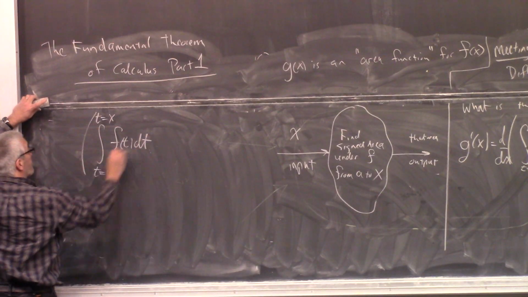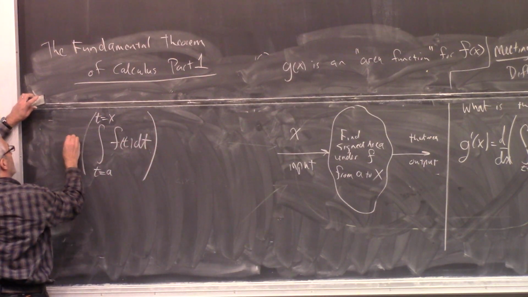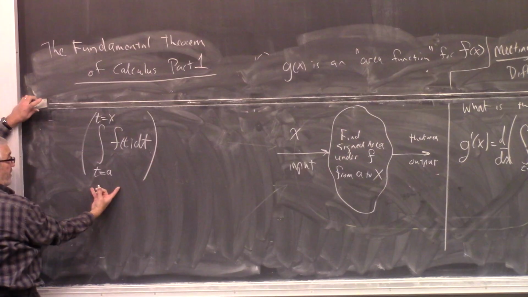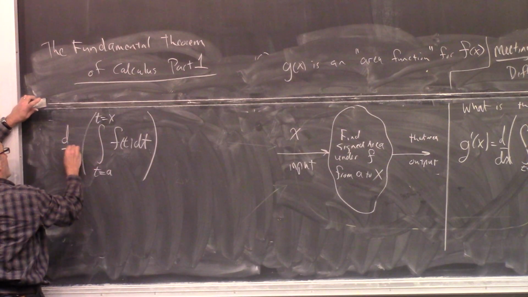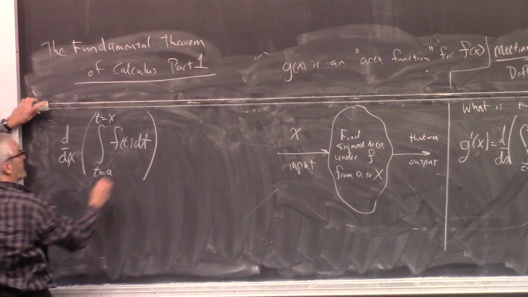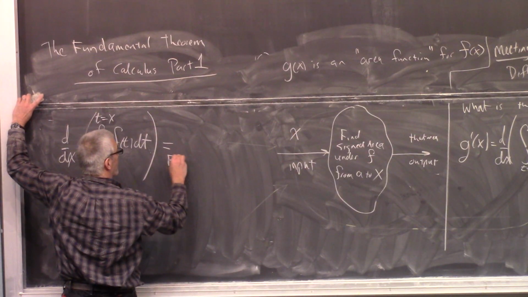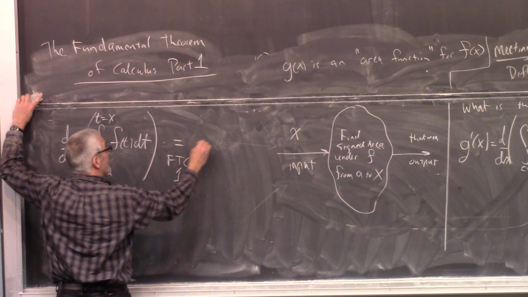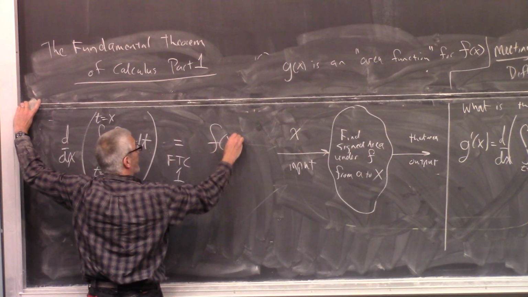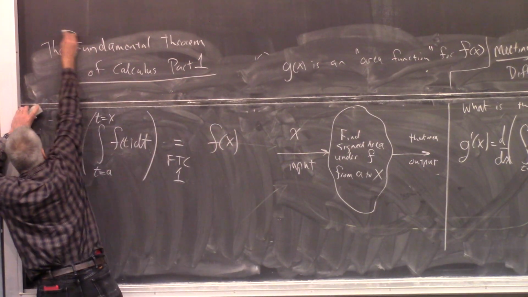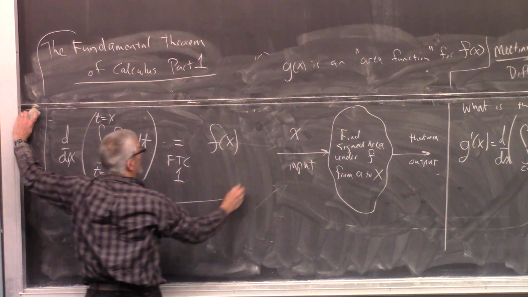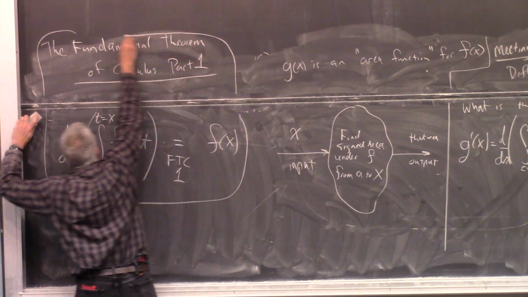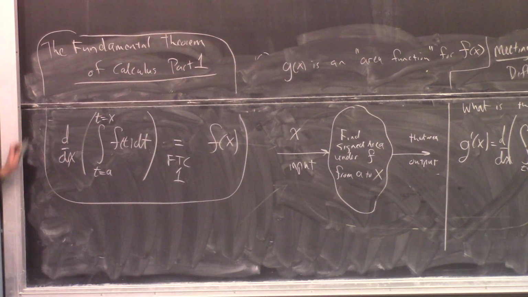and I'm not going to bother calling it g. I'm just going to say that there's my thing, and this is a function of x. And if I take the derivative, what the fundamental theorem of calculus says, FTC1, it says that this is f of x. It's pretty amazing.